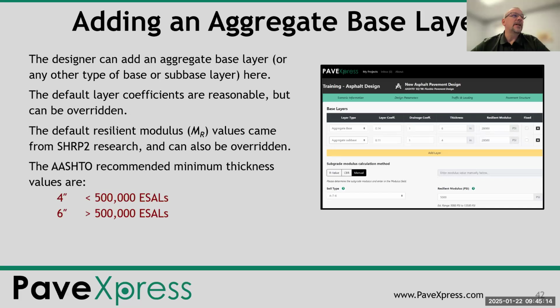Okay, so here we're talking about adding in a base layer. We've got to add in those layer and drainage coefficients, thickness, and a resilient modulus. AASHTO recommended minimum thicknesses here for the base layers: 4 inches for less than 500,000 ESALs and 6 inches for greater than 500,000 ESALs. I'll be able to show you this stuff a little bit better when we go into an actual application.